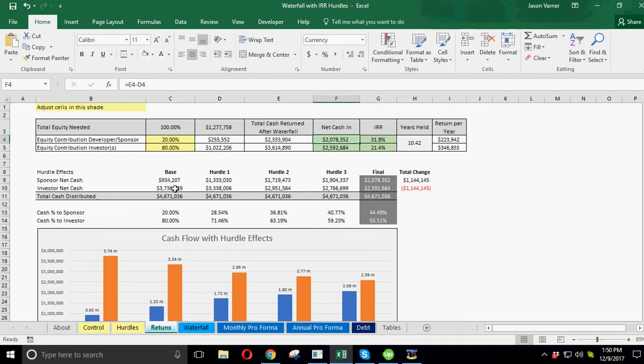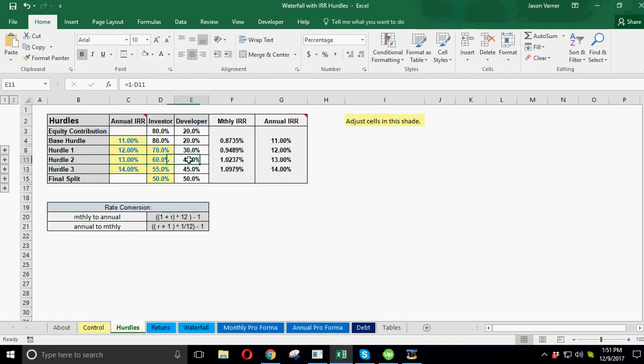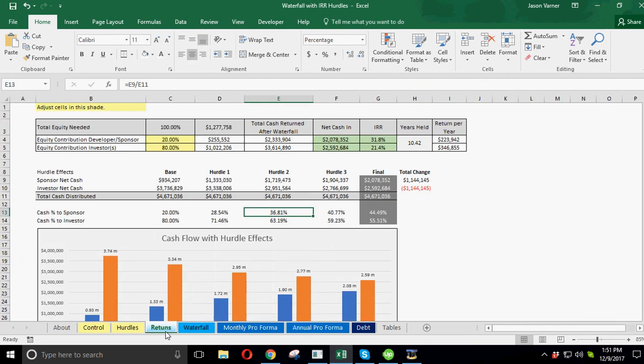Look, the split's 20/80 at the start. After hurdle 1 it's 28/71. Hurdle 2, 36/63. And the reason why this is not going to match the hurdle rates here, like 60-40, 55-45, is because some of the cash flow is being split at base, some of it is being split at this hurdle, some at this hurdle, and then the final. So it's actually not going to be a smooth split based on the hurdles, since you're getting some split at each hurdle. But over time, you can see as the hurdles go up, the sponsor is getting a greater percentage split, and the investor is getting less than what they started out at.